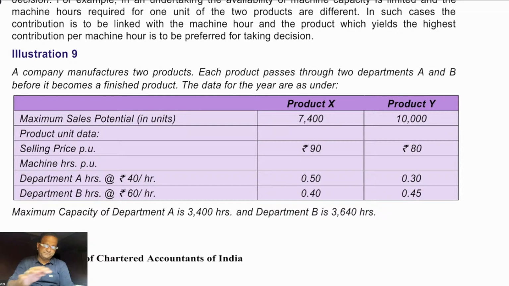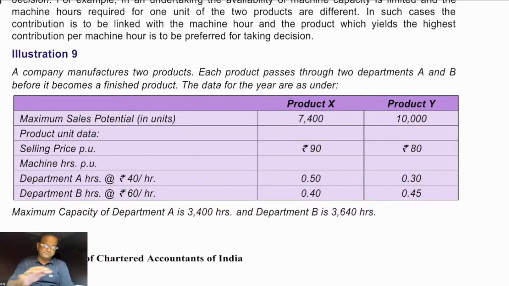Suppose I am having the demand of 20,000 kg of raw material. I require 20,000 kg of raw material. If in the market I can easily purchase 20,000 kg of raw material or more than that, then there is no scarcity. कोई key factor नहीं है.